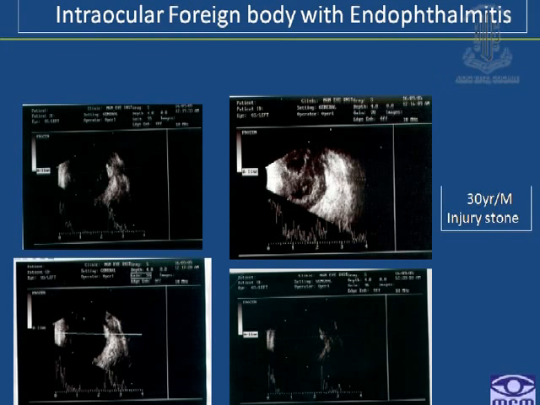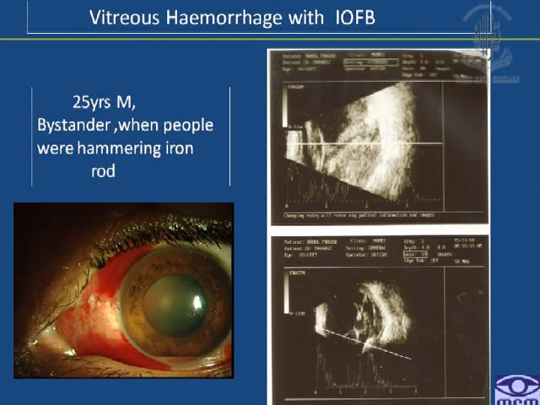Another patient had a similar pathology, opacified vitreous and a foreign body at low gain, also a patient with an injury by a stone. Now let us look at an example with vitreous hemorrhage and intraocular foreign body. This was a 25 year old male who was a bystander when people were hammering an iron rod. The metal flew and hit his eye and went inside, and that's the clinical picture.